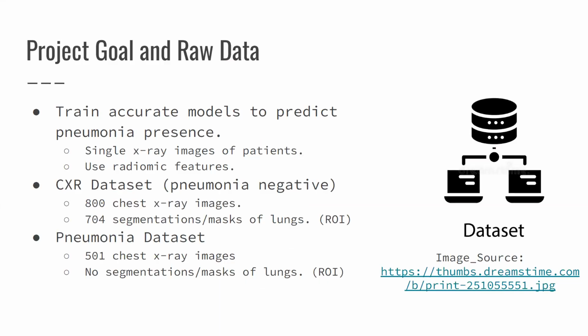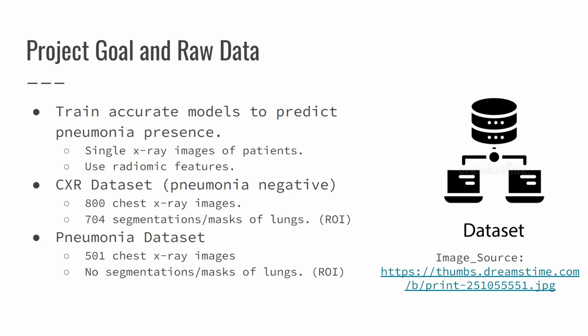Now, as the name implies, the objective of this project is to detect pneumonia in patients. How are we doing that? Well, we have single X-ray images of patients, and we're trying to train machine learning models to detect radiomic features in those images, and use those features to predict whether the patient has pneumonia or not.